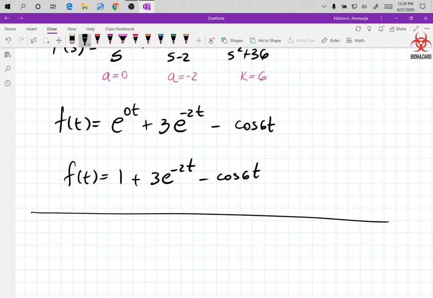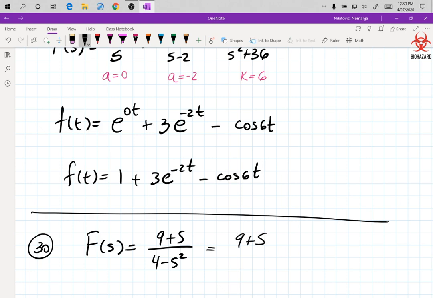We'll do this one in full because we can. Problem 30. F of s is given as 9 plus s divided by 4 minus s squared. Okay, when you have s squared plus a number, then it's sine or cosine, right? But in this case, you have this one, which factors into.